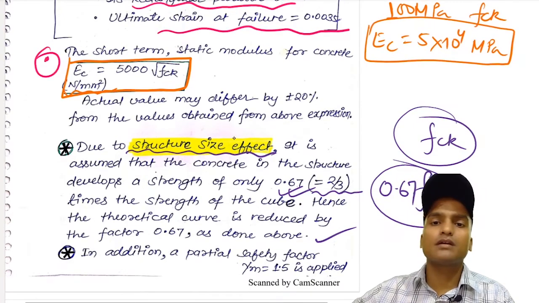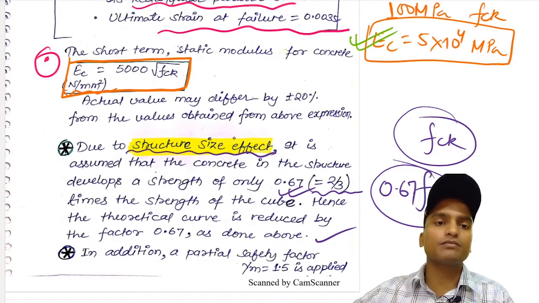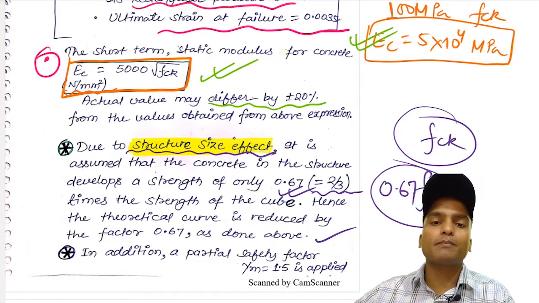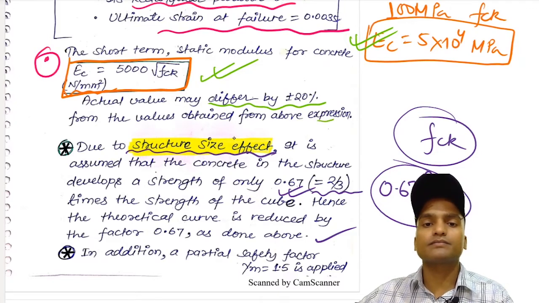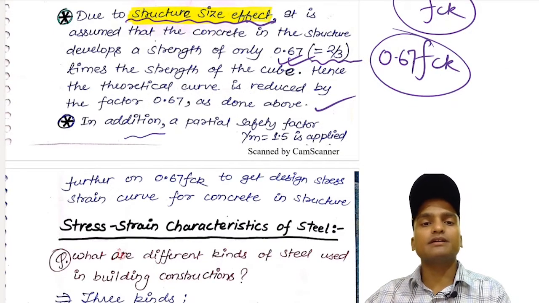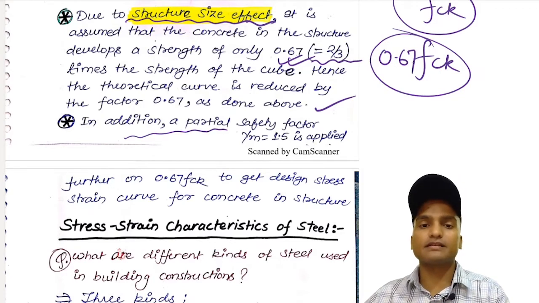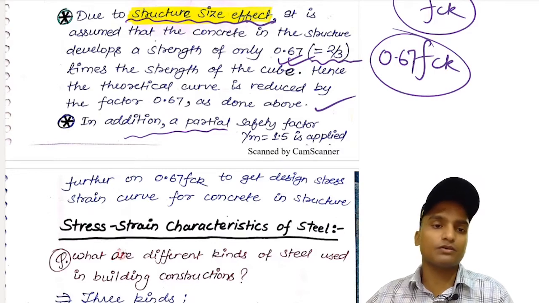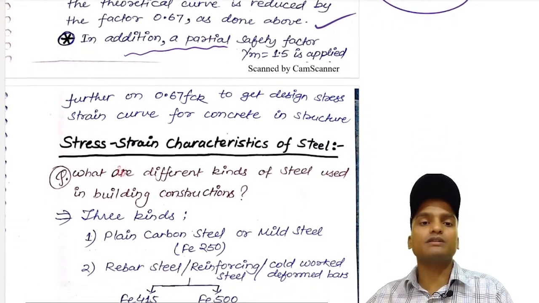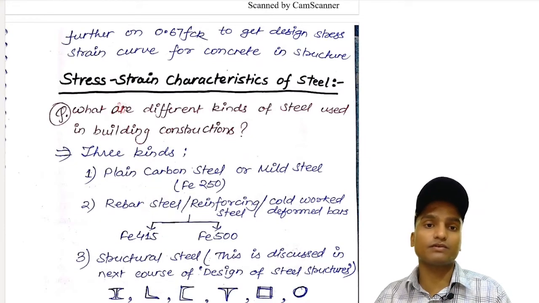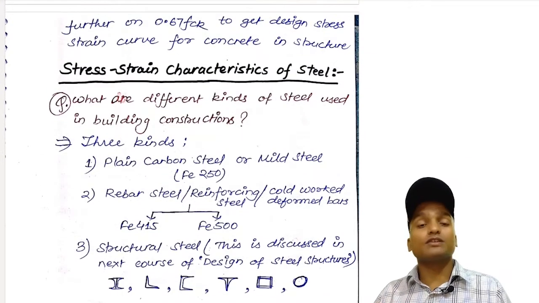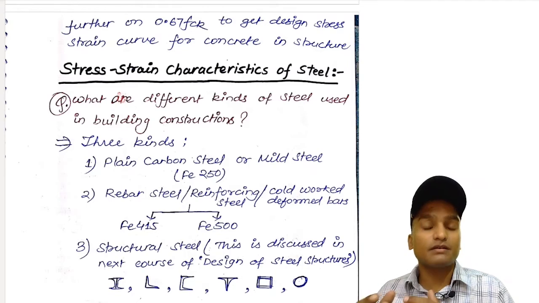All right. Now this value which you have obtained from this formula may differ plus or minus 20% from the actual values. Also I have written the reason for the third curve: we apply the partial safety factor gamma m 1.5 for concrete, and further 0.67 FCK, to get the design stress strain curve for concrete in structure. So this was all regarding the stress strain diagram of concrete.